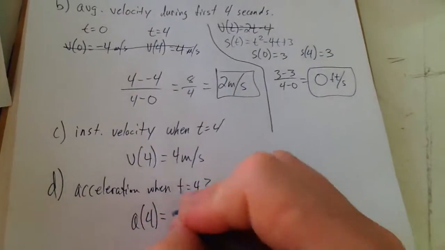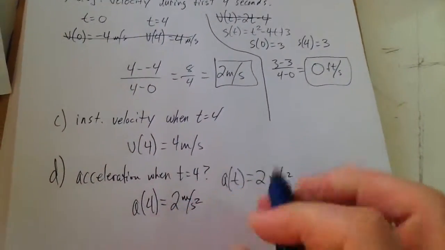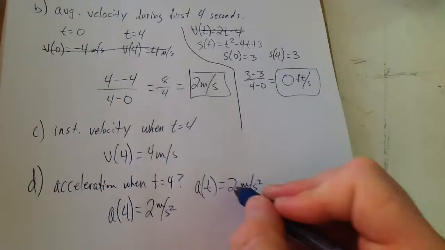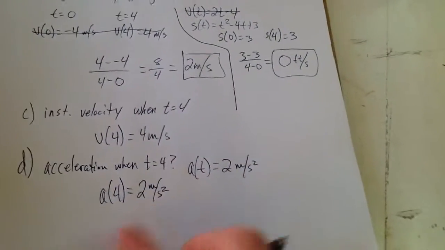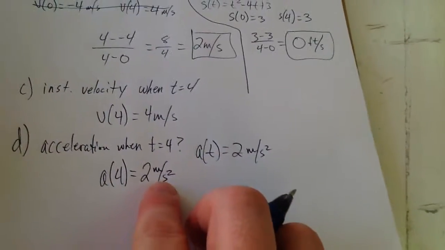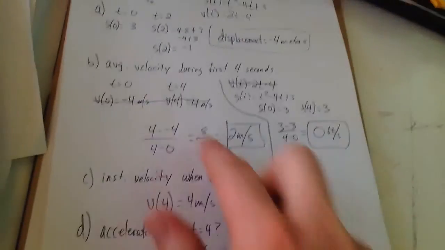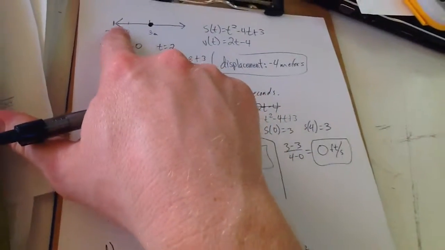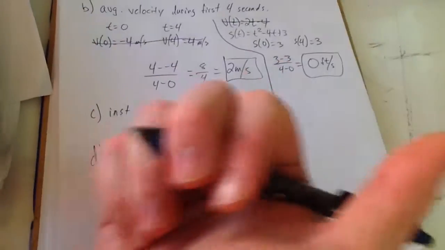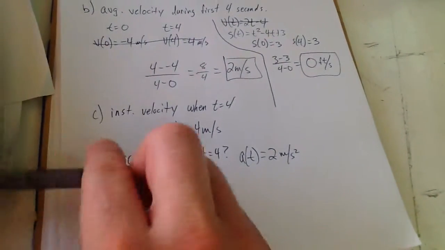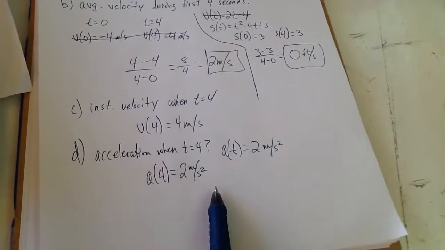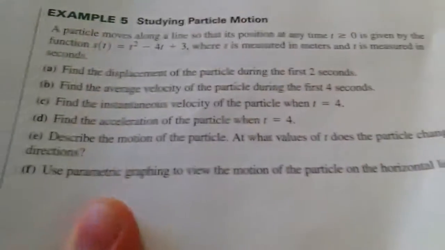Looks like we have a constant acceleration. It's never going to change no matter what t is. If this was like 2t, then we'd have to plug in 4, but so it's constantly getting faster and faster to the right. So it started out moving to the left, but the positive acceleration means it's going to go faster and faster to the right. So it's going to slow down, and then it's going to get faster and faster and faster. Oh, hey, I just did part E.